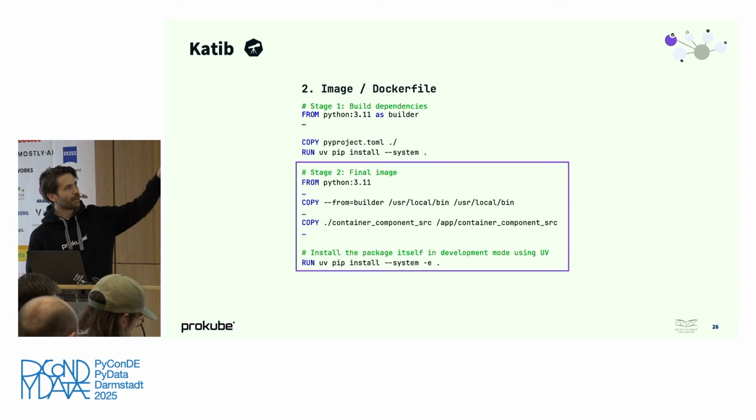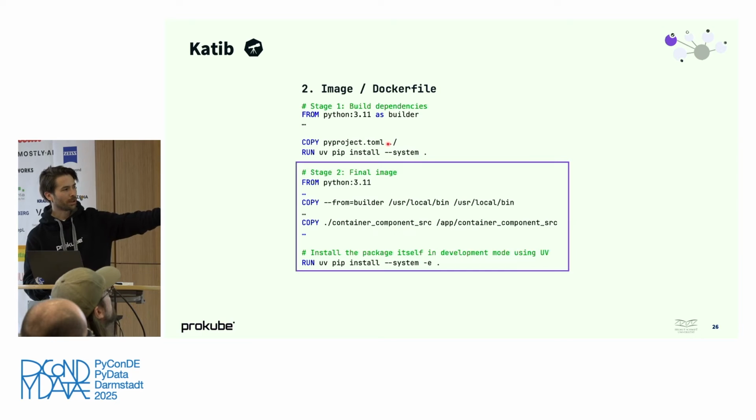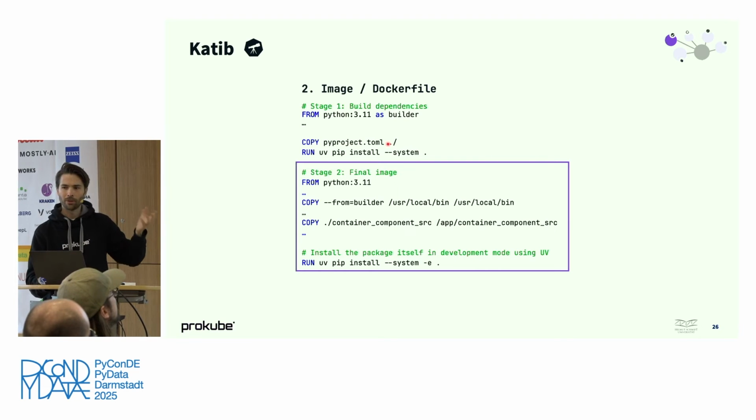So first we install the dependencies, and then second we copy over our source code files, and then also install all the packages we wrote ourselves in order to have them available in the image, which will be important later.